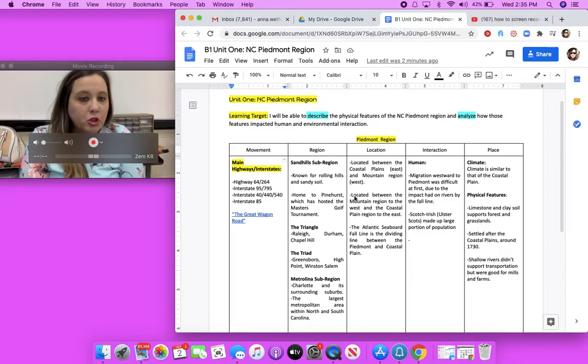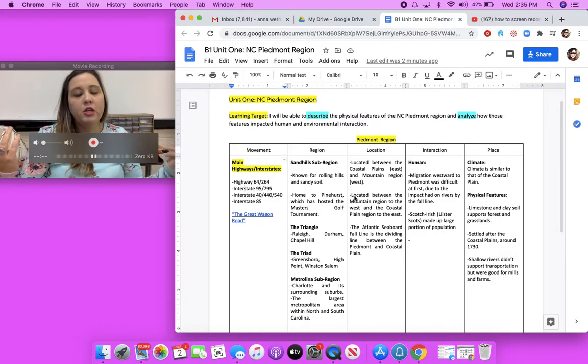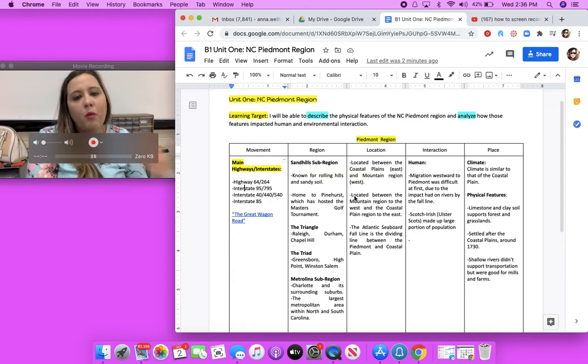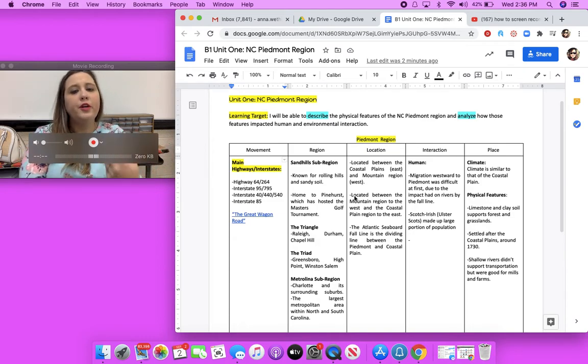The Masters Golf Tournament, which is a huge internationally known golf tournament, has been hosted at Pinehurst, which is in the Sand Hills. It's been hosted, I think, twice within the last 15, 20 years, which is a huge deal. I'll talk more about that later as we get into industries in North Carolina, but just so you know, the Sand Hills is known for golf.